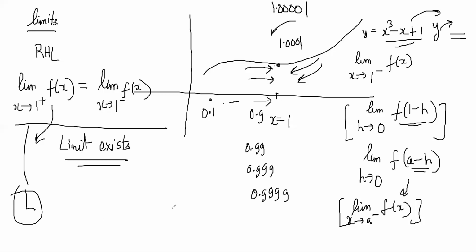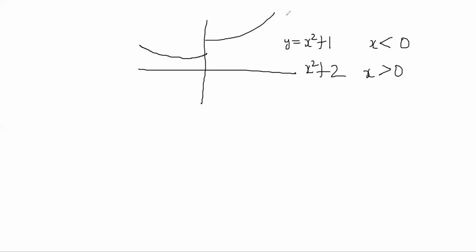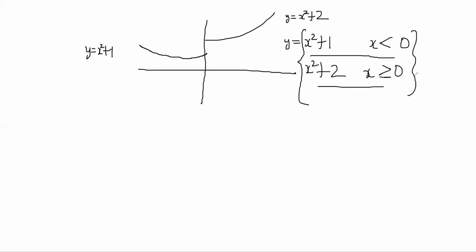For example, you can have a function like this, which is y is equal to x square plus 1 for x less than or equal to 0, and x square plus 2 for x greater than 0, right? This overall function is defined in a piecewise manner. So the function definition has changed, right? Below 0 it was behaving like x squared plus 1, and after x is greater than 0, it was behaving as x squared plus 2.